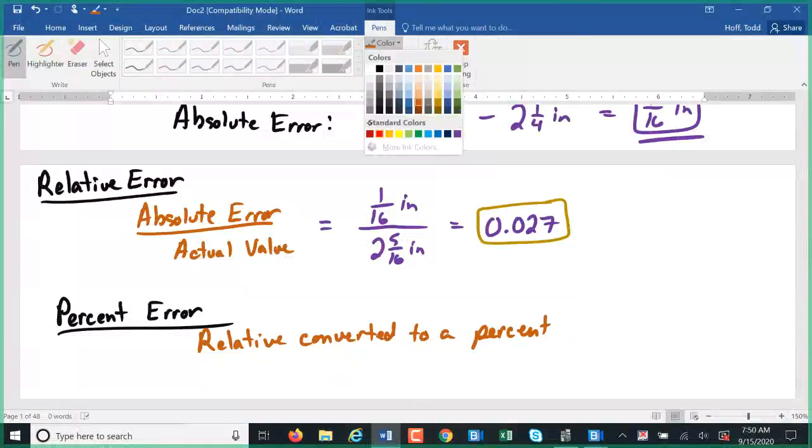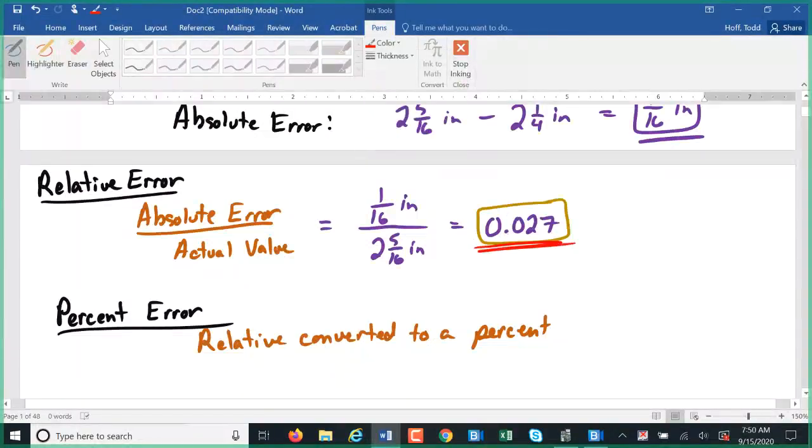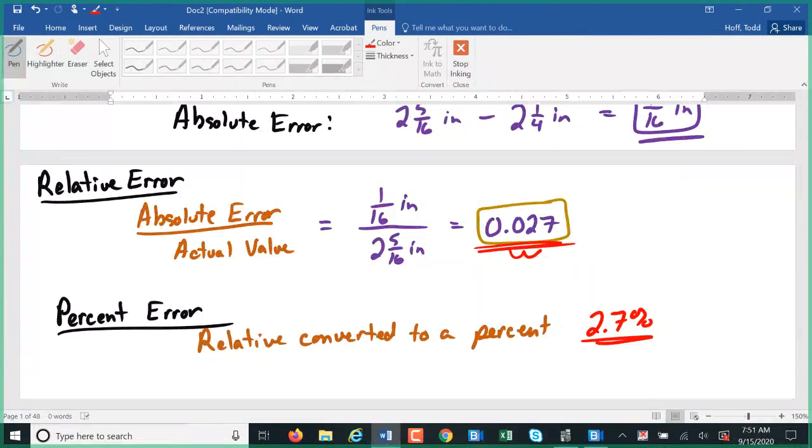So this is in decimal or rate form, the 0.027. To convert it to a percent, we multiply by 100 or just move the decimal point over 2 spots. That's a 2.7% error. A lot of times we make that conversion into a percent error just because it's easier for us to understand what 2.7% means than 0.027.